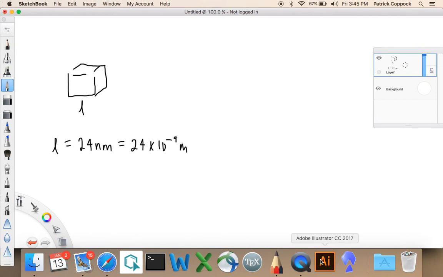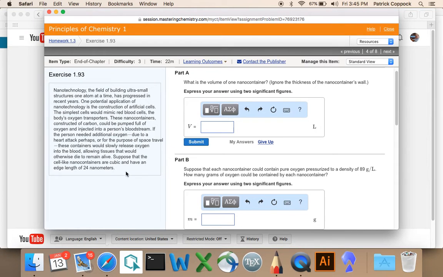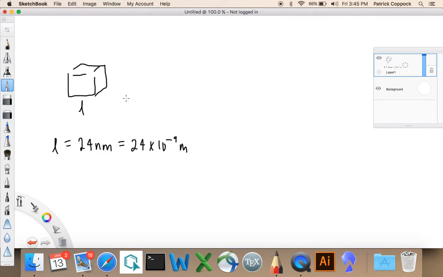All right, so let me go back to the question, and I've just interpreted that. What I'm looking at is a cube with an edge length of 24 nanometers. Okay, so what's the volume of one nanocontainer? Ignore the thickness of the nanocontainer's wall. So we're going to assume we want the overall volume the thing takes, and that the wall itself is of negligible thickness. Okay, so what's the volume of this? Well, the volume for a cube is simply L cubed. So I'm going to say volume is L cubed.